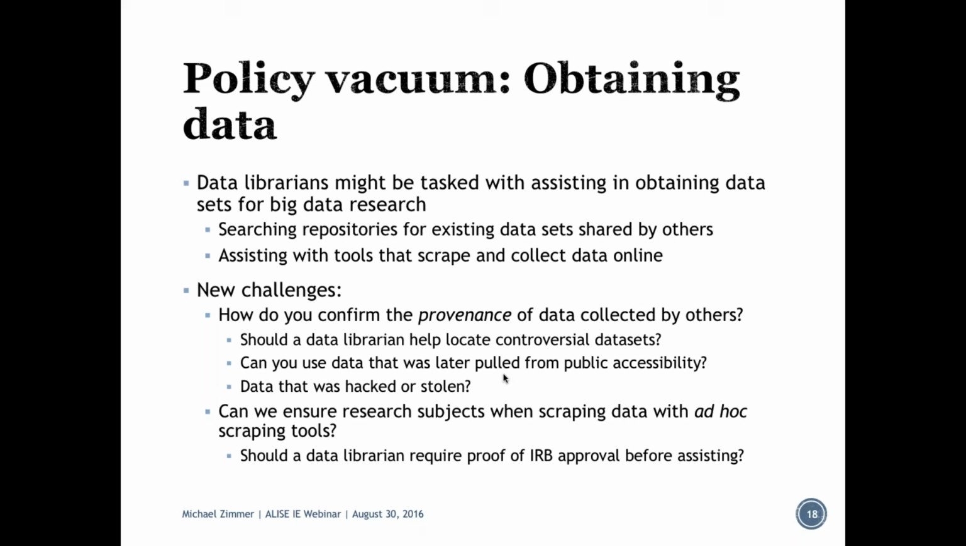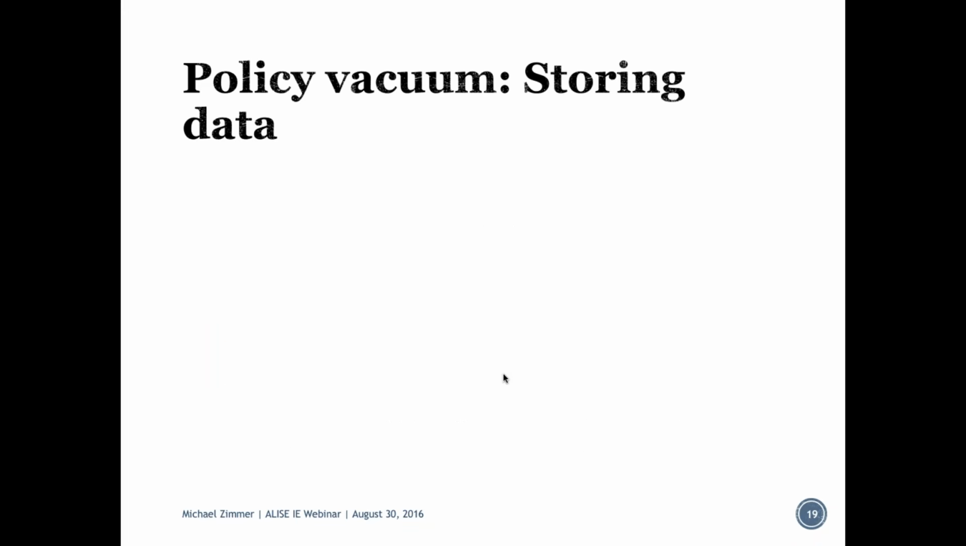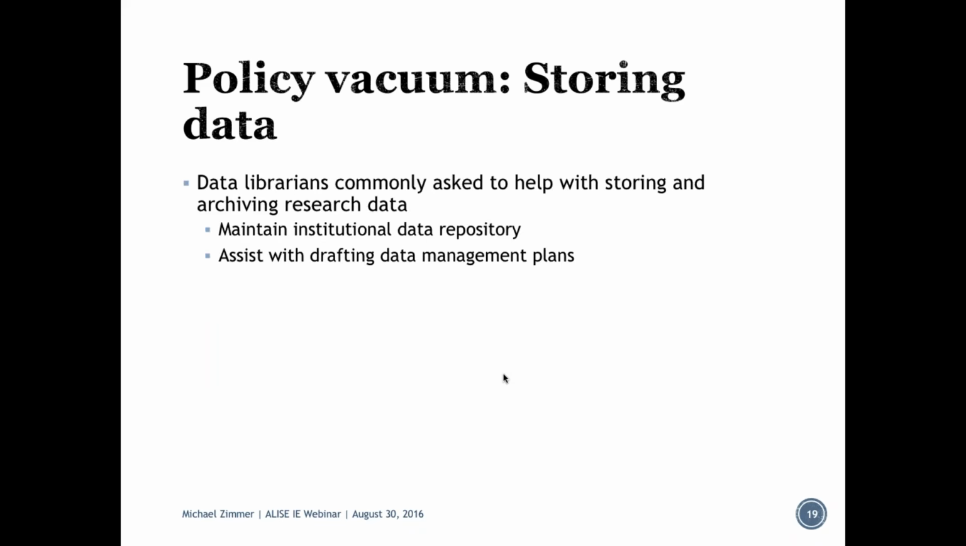But now we need to think about the provenance of those data sets. How is that data collected? There are data sets out there that were hacked data. There's a data set from the Ashley Madison dating site that was hacked data. Should you help someone find and use that data as a data librarian, or does the fact that that data was hacked somehow make that data tarnished, so that we shouldn't be helping users access it? So there are going to be some interesting dilemmas for us on how we help users and researchers obtain data sets.